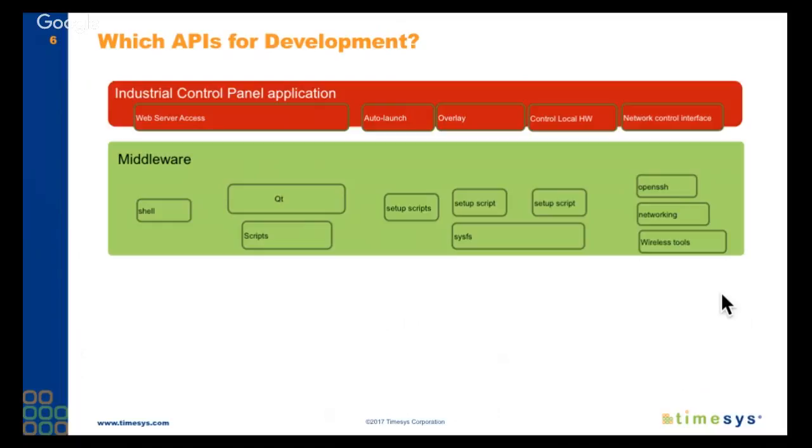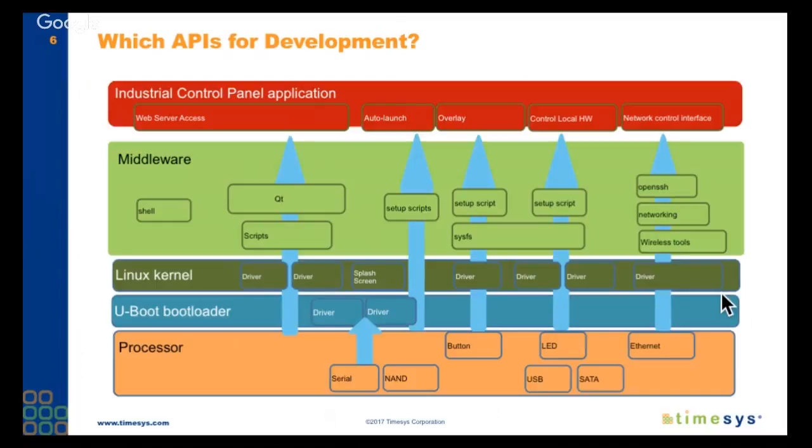To complete the overall system architecture for Linux, I'm going to add these other layers where we have Linux kernel, where we have bootloader, and of course processor. And those different APIs provide means to access underlying hardware through appropriate device drivers in the Linux kernel. But again, as application engineers, we are focusing on the red and light green colors.